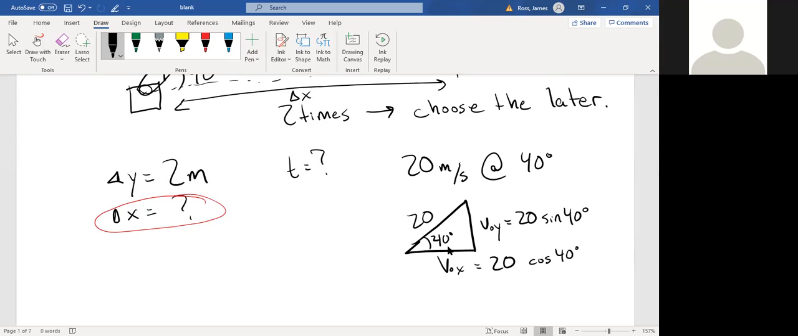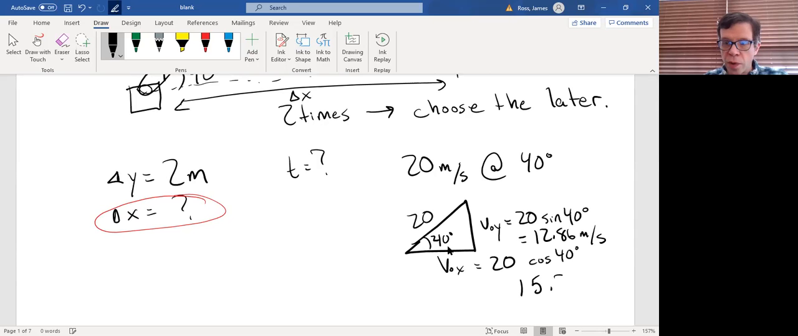Just grab my calculator and plug those in. 20 sine 40 degrees gives us 12.86 meters per second. 20 cosine 40 degrees is 15.32 meters per second.